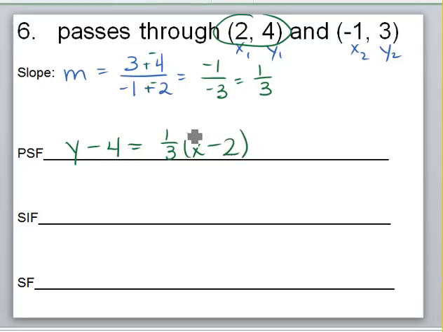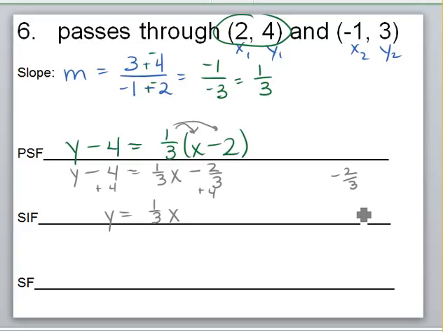Let's go ahead and put that now into slope-intercept form, distributing: y minus 4 equals 1/3 x minus 2/3. My next step would be to add 4 to both sides, which gives me y equals 1/3 x. And then I'd be adding those together, a negative 2/3 and a 12/3. 12 and negative 2 gives me a positive 10/3.